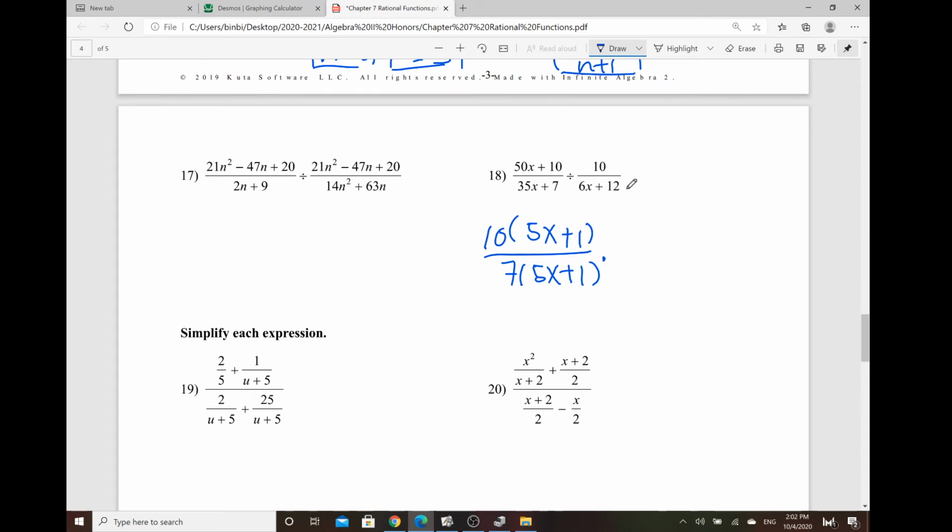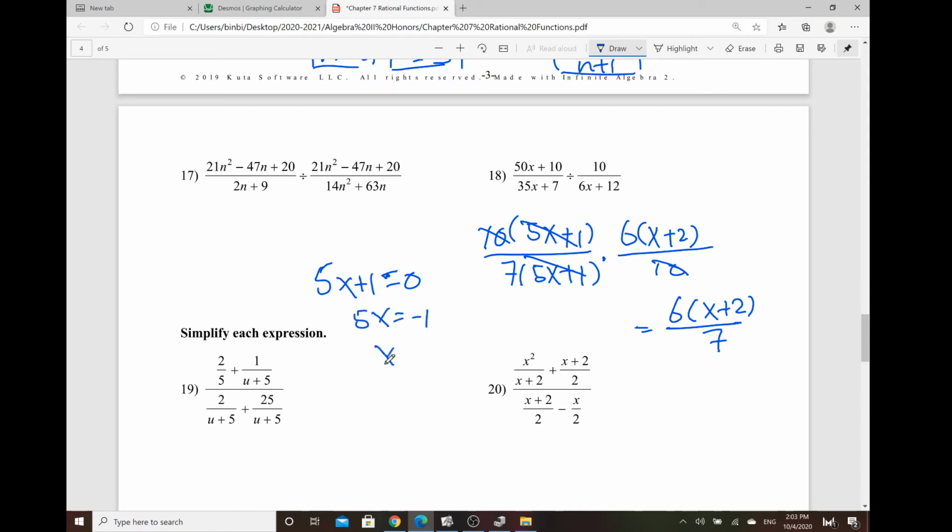So factor out 6x plus 12, take out 6. So we got x plus 2, and then all over 10. So 5x plus 1 over 5x plus 1 cancel. 10 and 10 got canceled. And then whatever remained, that's what we found. So 6 times x plus 2 all over 7. And finding the excluded value, set the denominator equal to 0, so 5x plus 1 equals 0. So that means 5x equals negative 1, so x equals negative 1/5.